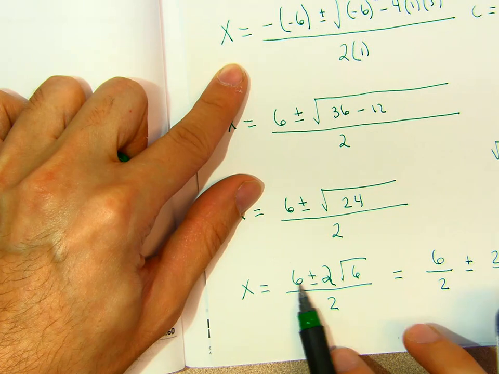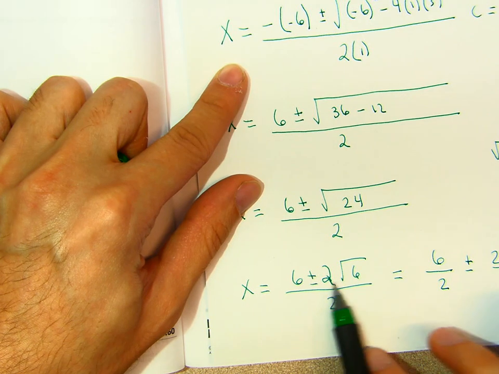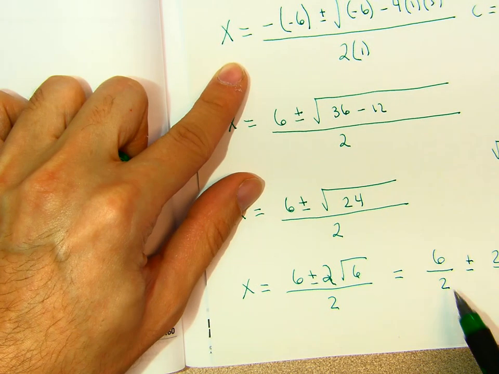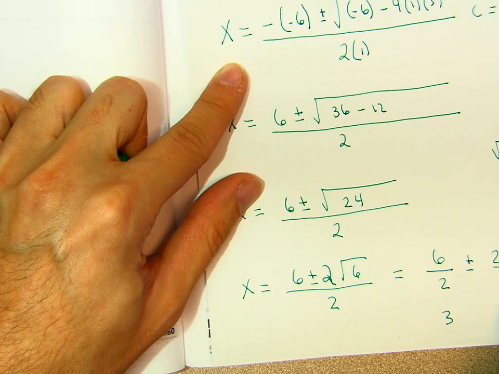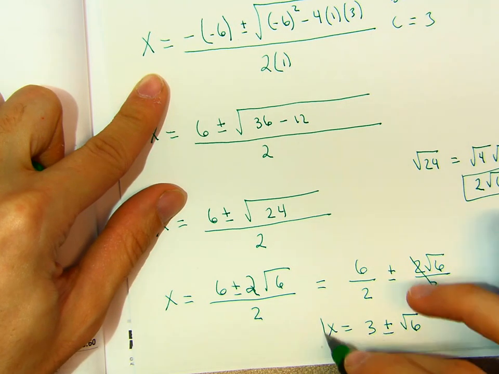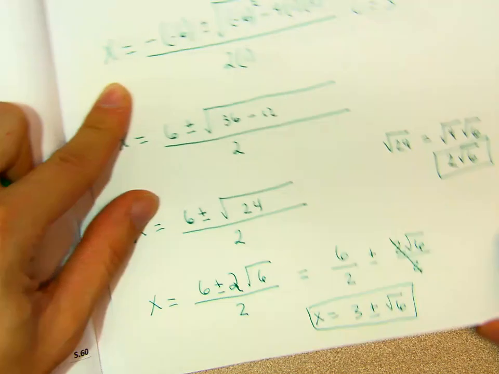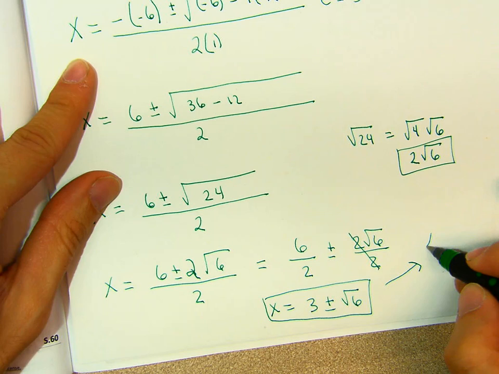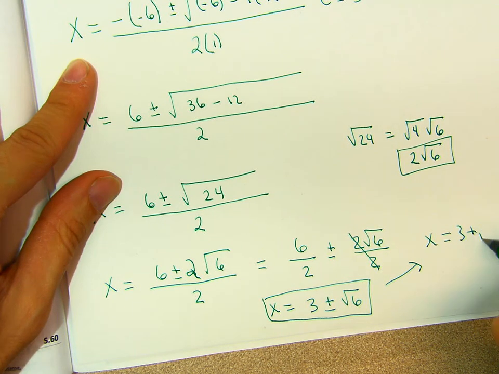Because this 2 is dividing this, and this 2 is dividing this whole thing. And what's 6 divided by 2? It's 3 plus or minus, and these 2's cancel out, square root of 6, okay? And this is it. This is what x is equal to, okay? And here you can say x is equal to 3 plus square root of 6, x is equal to 3 minus square root of 6, right?